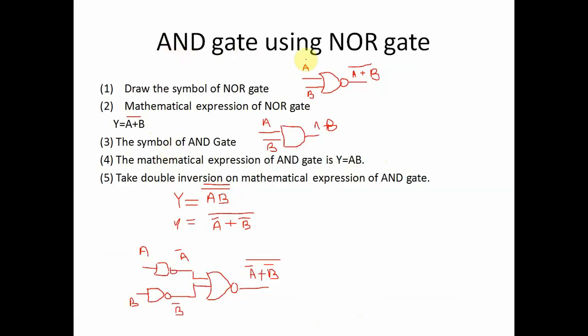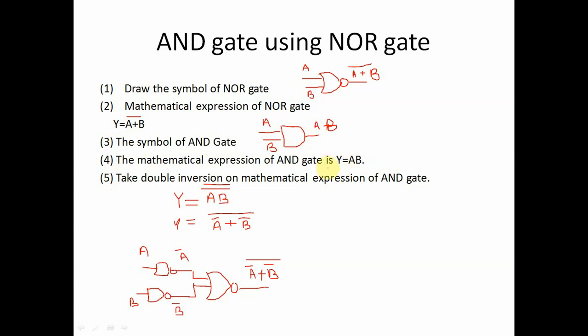Now AND gate using NOR gate only. First draw the symbol of NOR gate. This one is the symbol of NOR gate. Now draw the mathematical expression of NOR gate. Y is equal to (a plus b) bar is the mathematical expression of NOR gate. Then third, the symbol of AND gate. This is the symbol of AND gate, and the mathematical expression of AND gate is y is equal to ab.